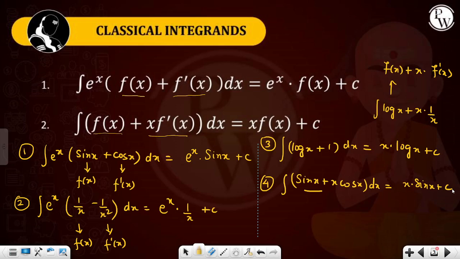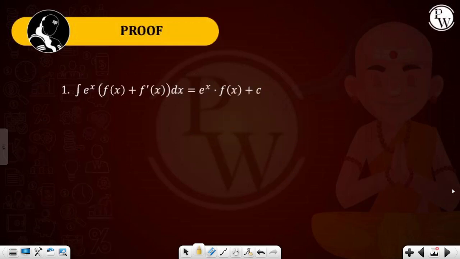But you'll ask me, sir, that only you have made us cram the formulas. Where is the proof? So the proof of classical integrands comes with the integration by parts itself. Okay, I am showing you. So suppose you have asked me to prove that e to the power x into f of x plus f dash x comes this. So you'll ask me, does it come also? Please show us. Okay. So I have to integrate this.